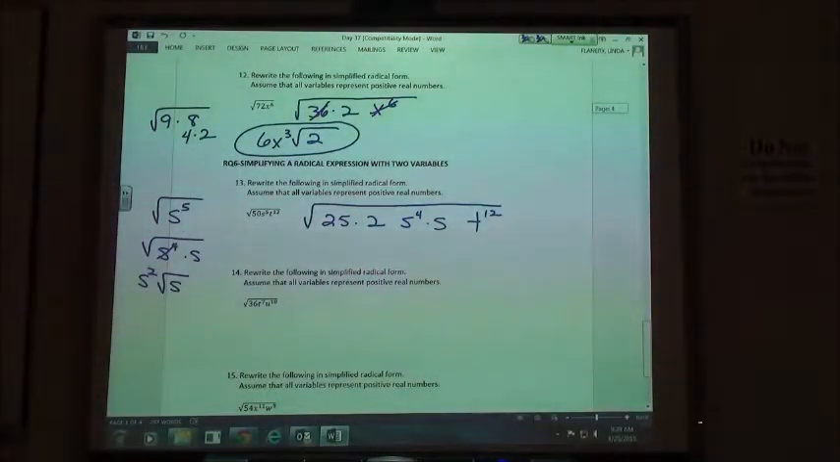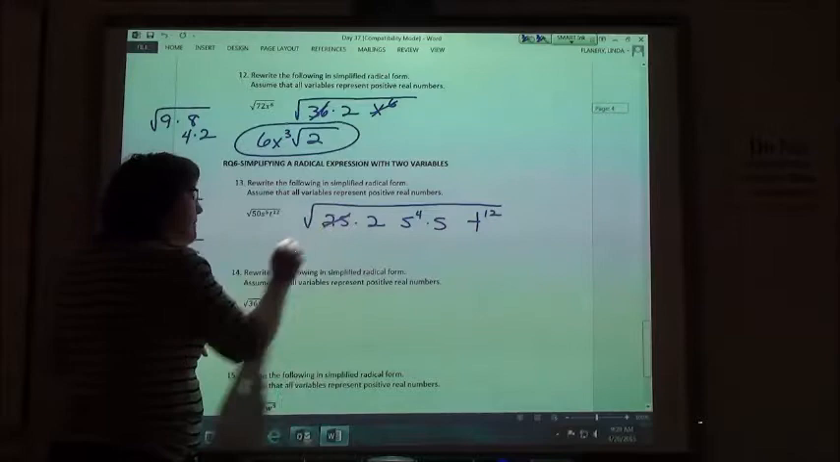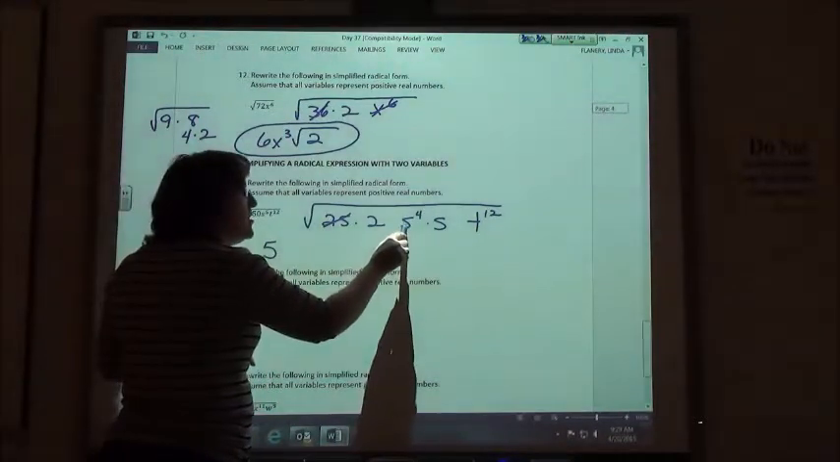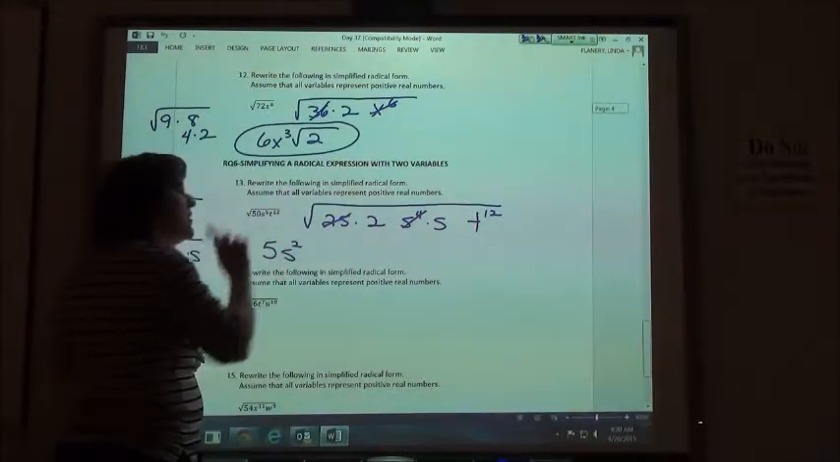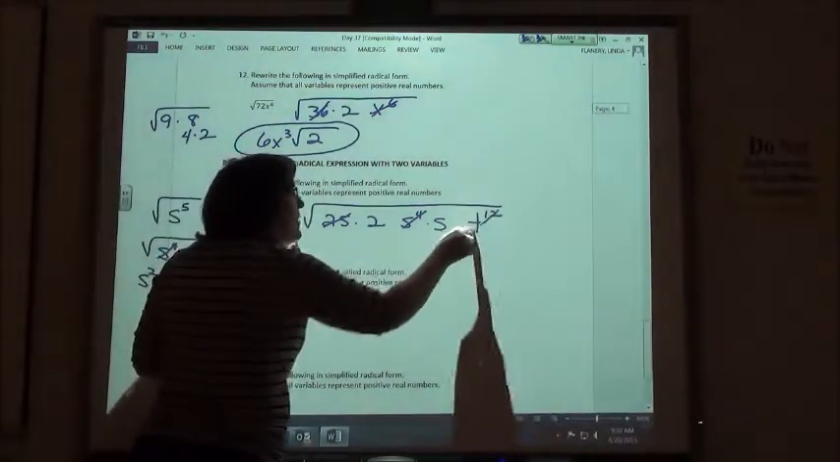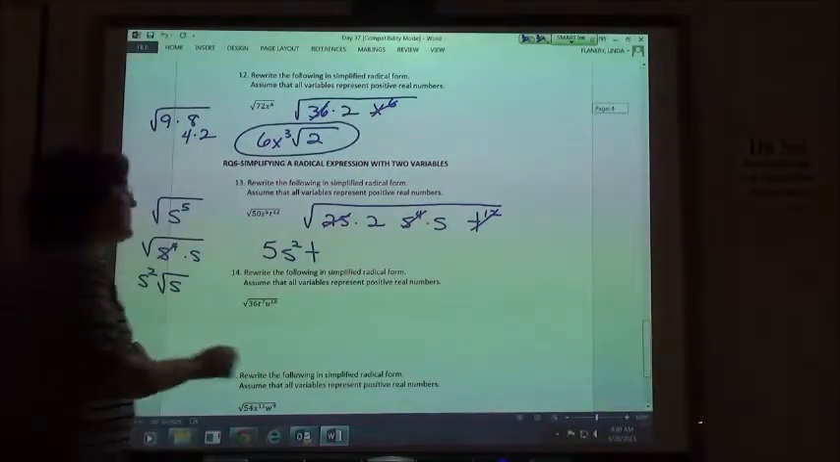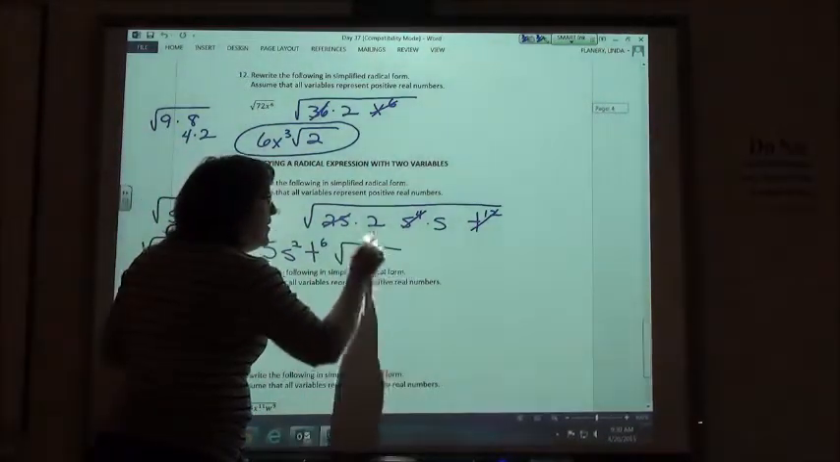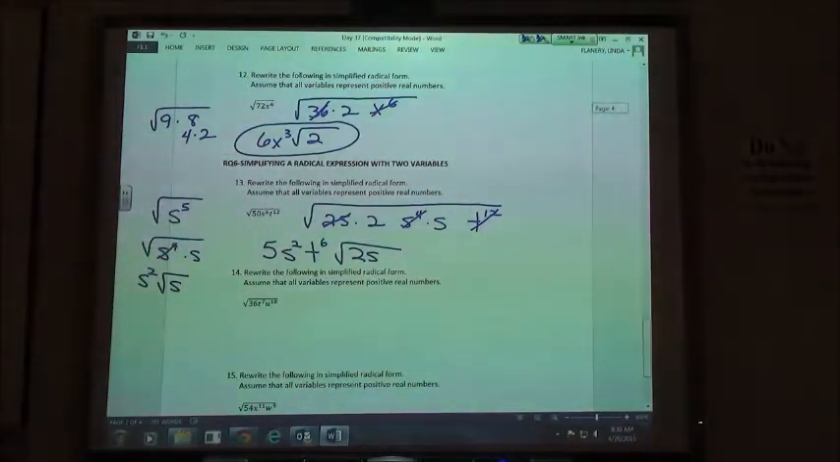Now that we've got it factored out how we need it, we can go ahead and take out our perfect squares. The square root of 25 is 5. The square root of s to the 4th would be s to the 2nd, half of my exponent, and then t to the 6th. The 2 and the s are going to stay underneath my radical sign, so I get 5s squared t to the 6th square root of 2s.